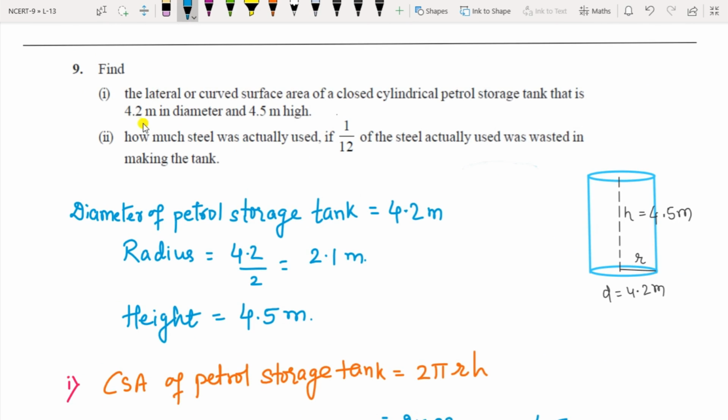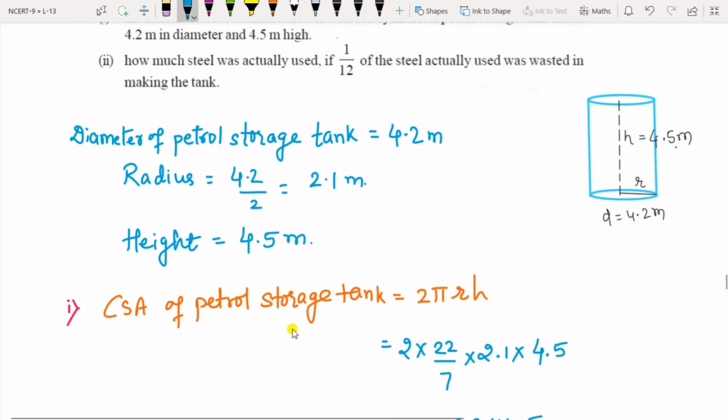Here, ninth question, you have to find the lateral or the curved surface area of a closed cylindrical petrol storage tank that is 4.2 meter in diameter and 4.5 meter in height. And also you have to find how much steel was actually used up if 1/12 of the steel used was wasted in making the tank. So the diameter of the tank is given as 4.2, so radius will be 2.1 meter. Height of the tank is given as 4.5 meter.